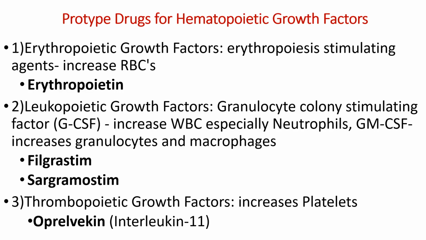Okay, so here are the three different cell lines. So the erythrocyte or erythropoietic growth factor, that's erythropoietin, typically made in the kidney, but it's made synthetically when the kidney has failed. And that's the most common reason for using it in kidney failure.